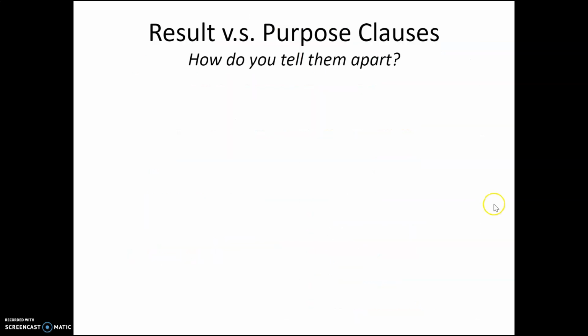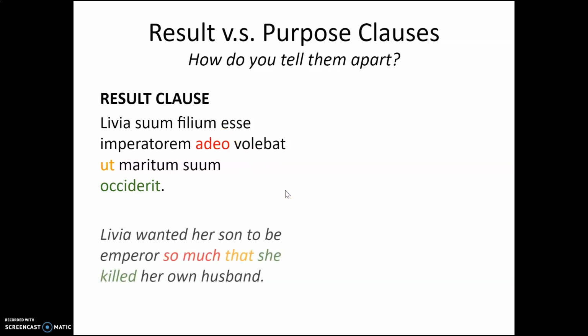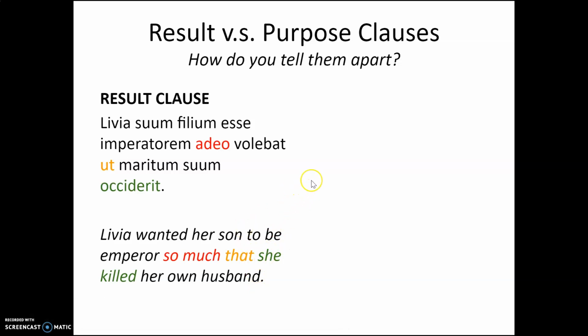All right, now result versus purpose clauses. How do you tell them apart? Here are some examples to show you. Here's my result clause. Livia, suum filium esse imperatorem adeo volebat, ut maritum suum occideret. We'll notice my signaling word adeo from tam, tantus, tot, adeo, ita, sic, and it translates as, Livia wanted her son to be emperor so much or so greatly that she killed her own husband. That was the result of her wanting her son to be emperor.